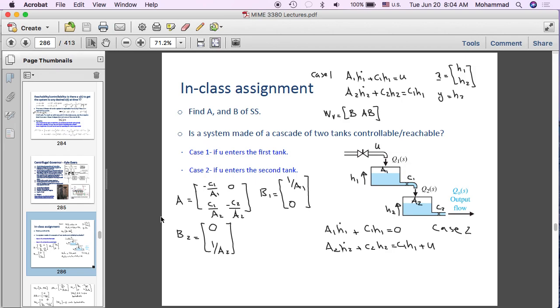And the other possibility was, if we remove this control input from the first tank, and instead of entering the first tank, it enters the second tank. So we looked at both of these cases, and through setting up the reachability matrix, we showed that the first case is a controllable system, where, when U enters the first tank, we can put the closed loop poles or eigenvalues anywhere we want on the complex plane. If we move the input to the second tank, the system becomes not controllable. So we can't put the closed loop eigenvalues anywhere on the complex plane that we want.